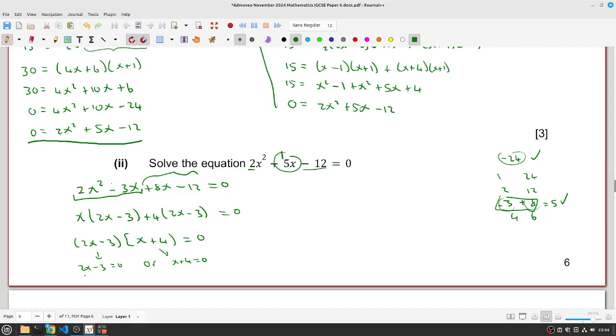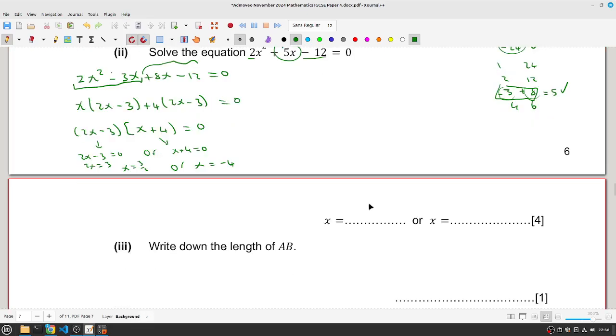So this gives us 2x equals 3, and then we divide by 2, so x equals 3 over 2. Or, for this one, we take the 4 over and it becomes negative 4. So there's our answer: x equals 3 over 2.